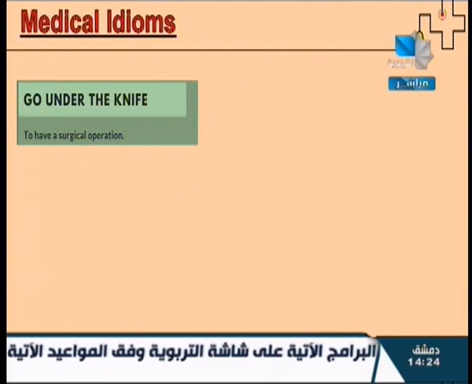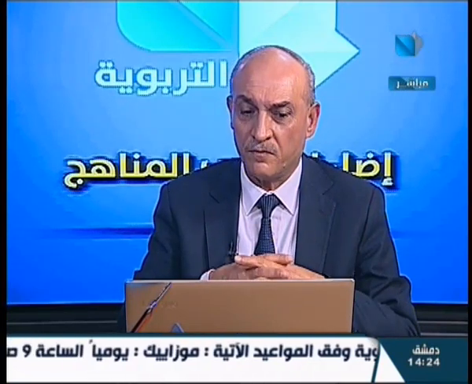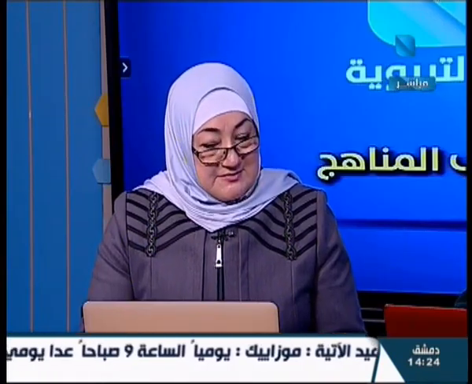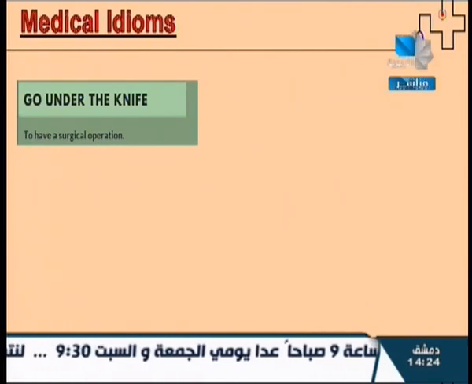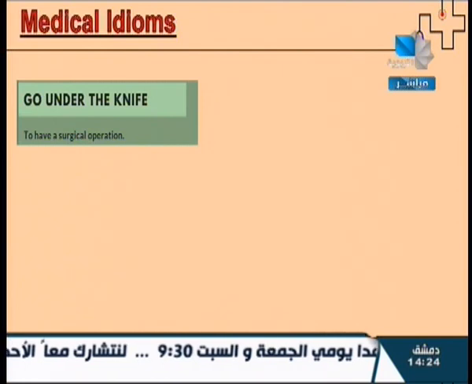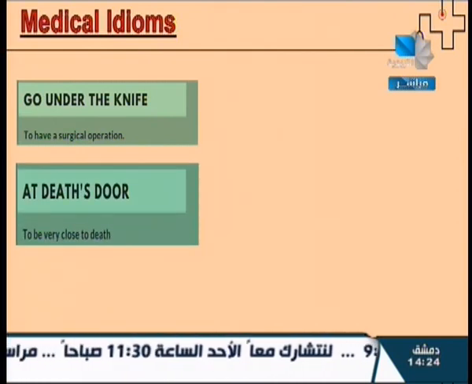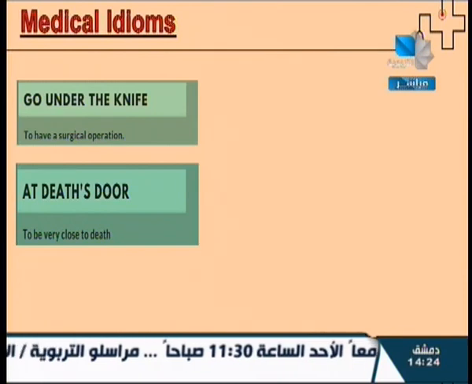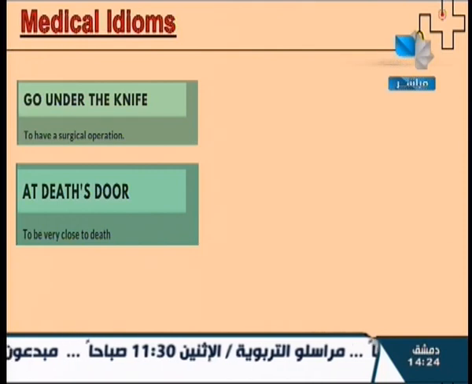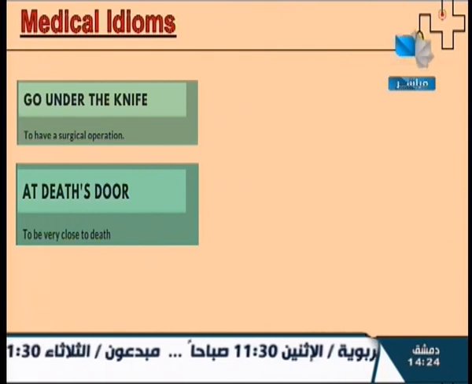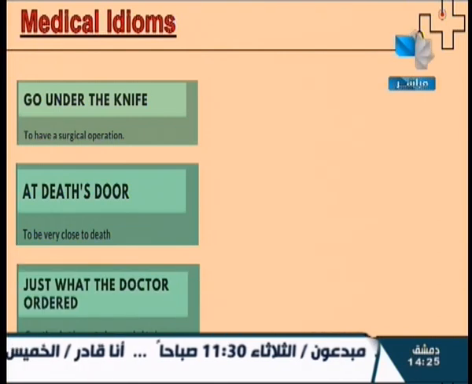What is the meaning of this idiom? Of course, it means to have a surgical operation. So to go under the knife is to have an operation, or surgery. "At death's door" means to be very close to death, maybe if the case is very dangerous. So when someone is very close to death, we say that he is at death's door.